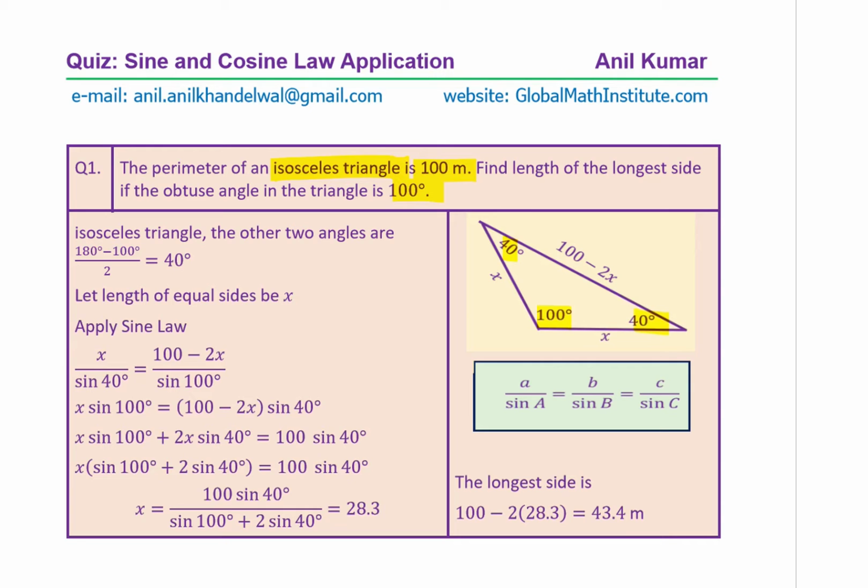Now, since one of the angles is 100 degrees, it is important to sketch the triangle like an obtuse triangle shown here.